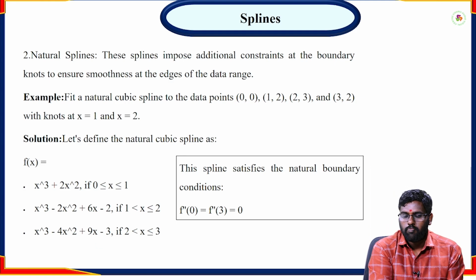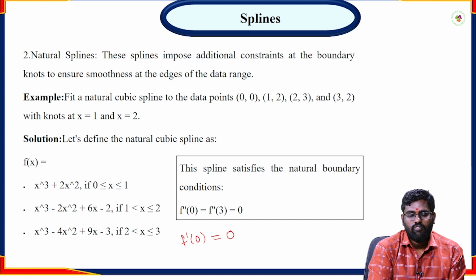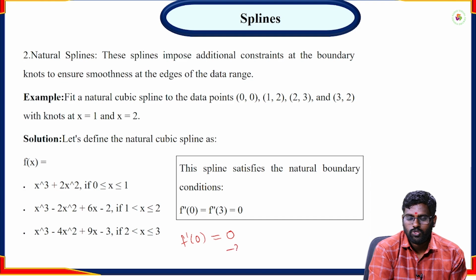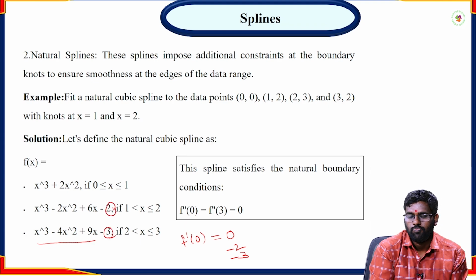Now see, the spline satisfies the natural boundary conditions f double dash of 0 equal to f double dash of 3 equal to 0. If the condition is satisfied, it is a natural spline. So now see this one. So f dash of 0. F dash of 0 value is 0 only. Why? Because x value 0 means all the values will be 0. So next, second condition. So second, 1 to 2 means minus 2. Next, minus 3. Why? Because all these values are 0. This value will be there and this value will be there in the second and third conditions. So f dash of 0 value is 0, minus 2 and minus 3.